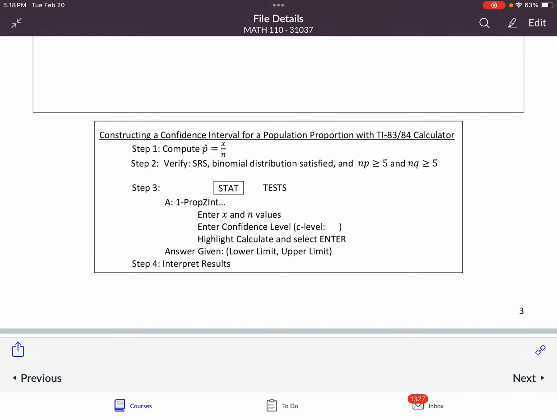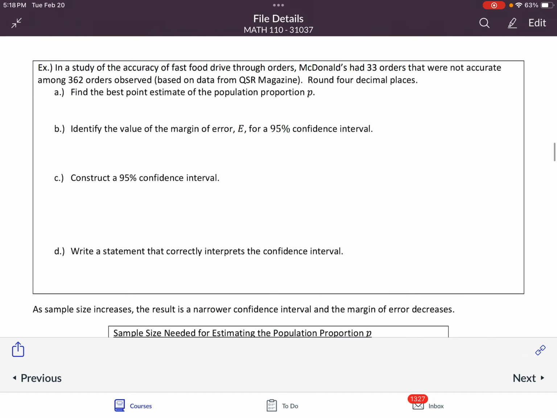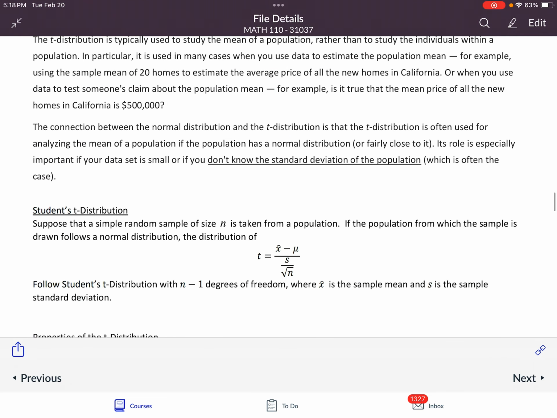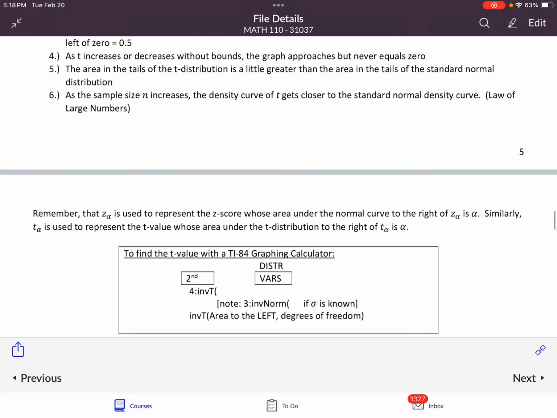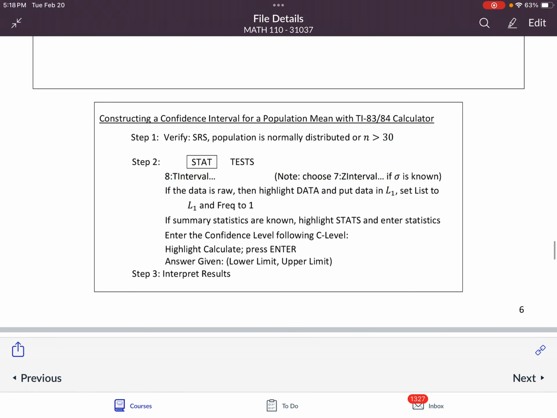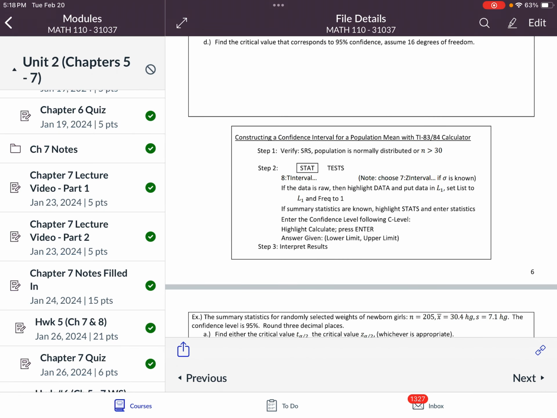So if you're dealing with proportions for your problem, that's where you would look to see what you have to verify. Whereas if the problem's asking about means instead of proportions, then we go into that section, and it's at the bottom of page 6. You'll notice step 1 says to verify, and what you have to verify is SRS, which is again a simple random sample, and the population's normally distributed. If it doesn't say that, you also need to check that n is greater than 30. So that is where those requirements would be.